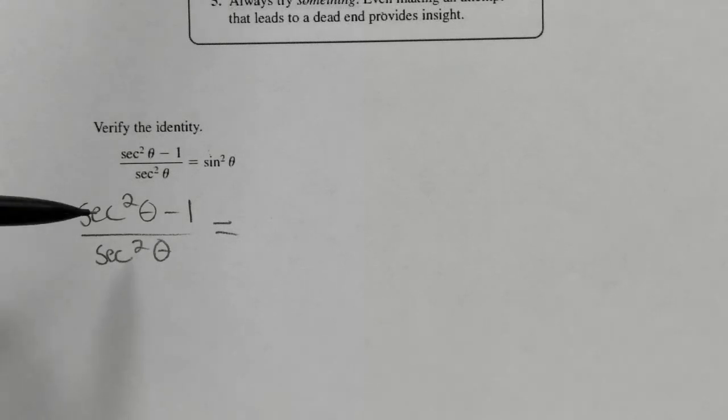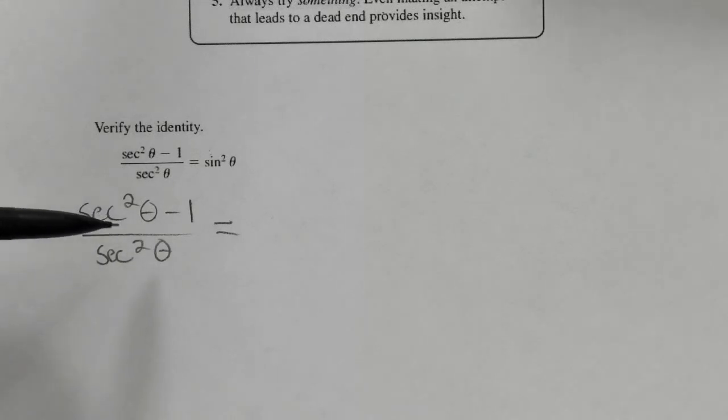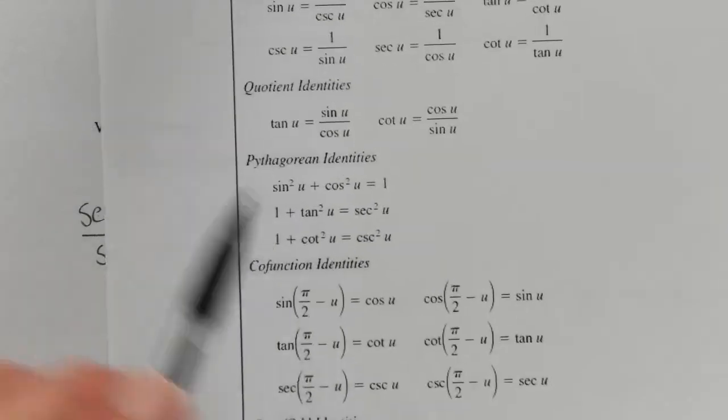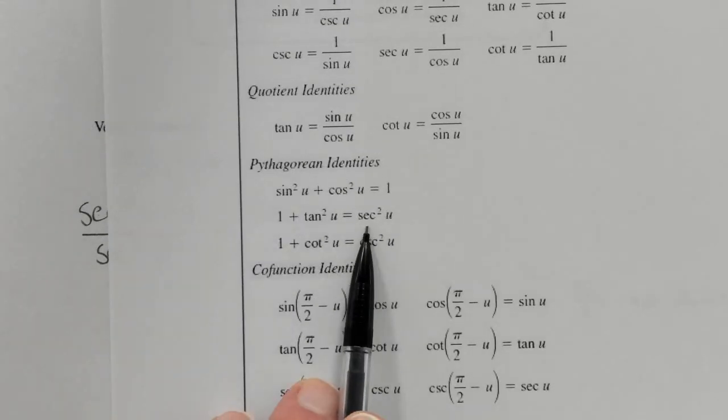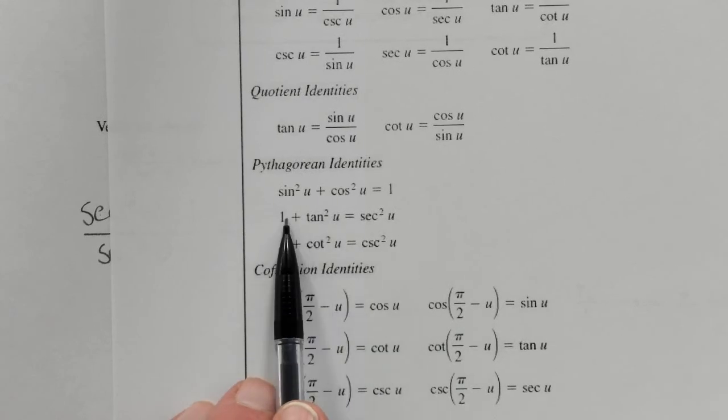When I take a look at this secant squared, let's look at the identities that involve secant squared. When I look at this one, I see that secant squared is equal to tangent squared plus 1.